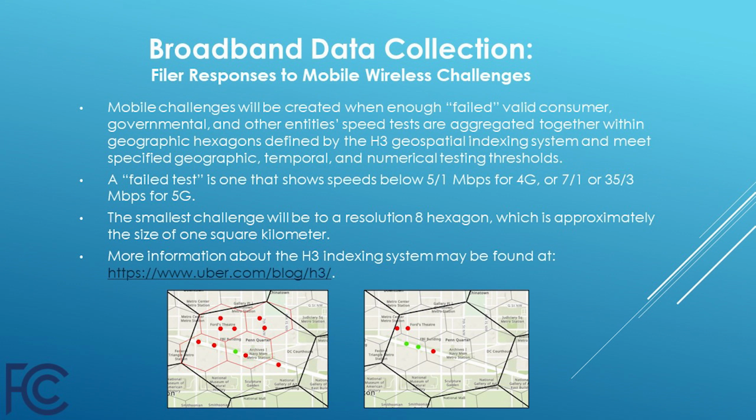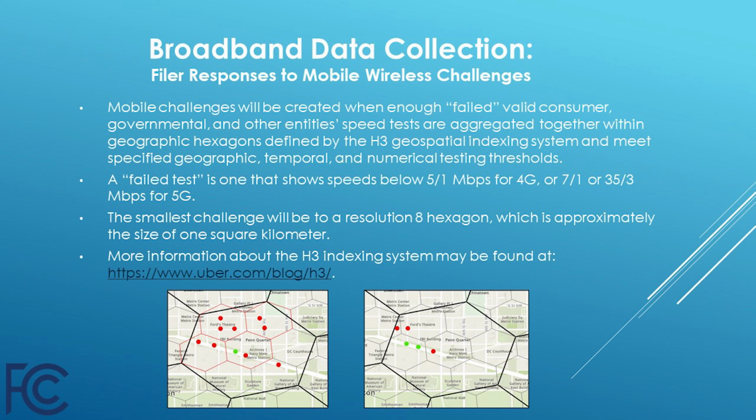help.bdc.fcc.gov. As part of the Broadband Data Collection, or BDC, challenged mobile providers may receive challenges to the coverage areas they submitted into the BDC system. Speed tests will be conducted and transmitted to the FCC by consumers using the FCC Speed Test app and government and other entities using either the FCC Speed Test app or their own hardware and software. Valid speed tests from both consumers and entities will then be aggregated and analyzed at the end of each month.